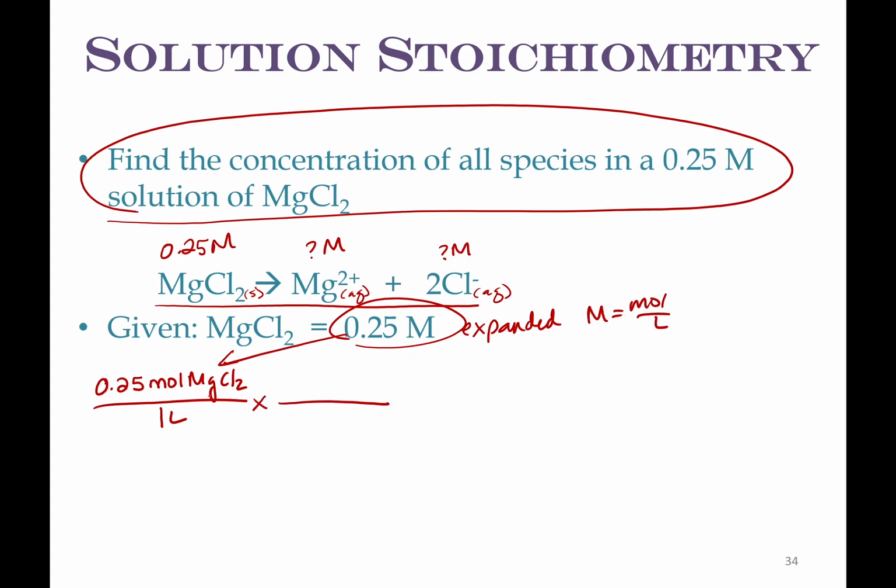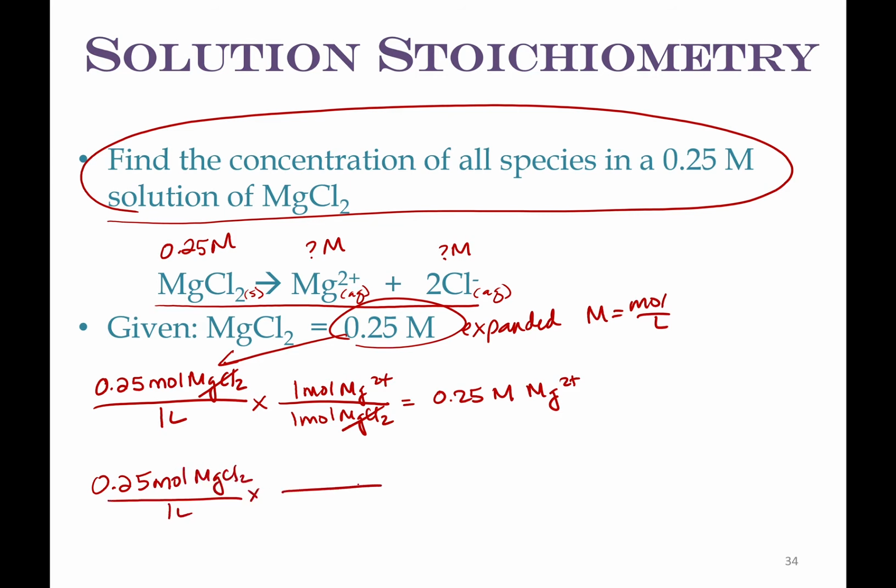So I want to get rid of magnesium chloride and go to magnesium ions. So I can say for every 1 mole of magnesium chloride, I have 1 mole of magnesium ions. And now I'm in magnesium ions over liters, so this would be 0.25 molar Mg2+. For chloride, 0.25 moles of magnesium chloride over 1 liter. For every 1 mole of magnesium chloride, I get 2 moles of chloride anions. So this would be 0.50 molar Cl minus.